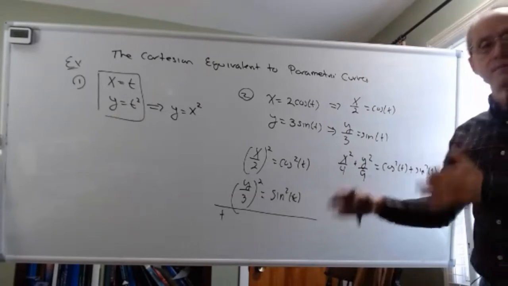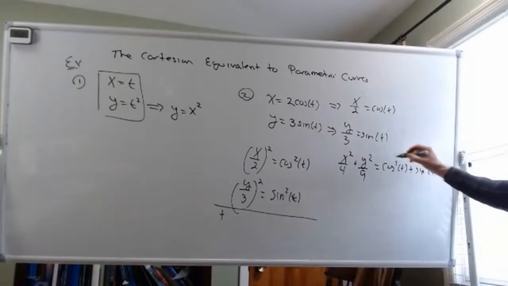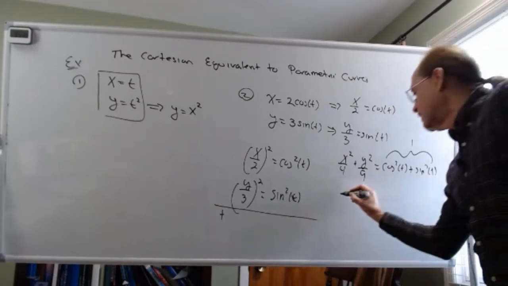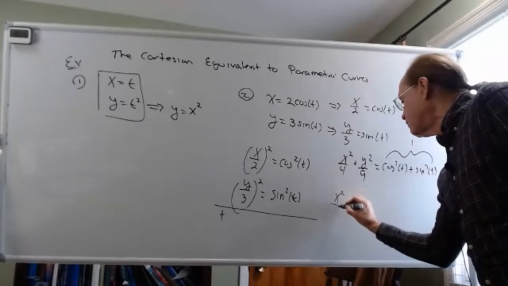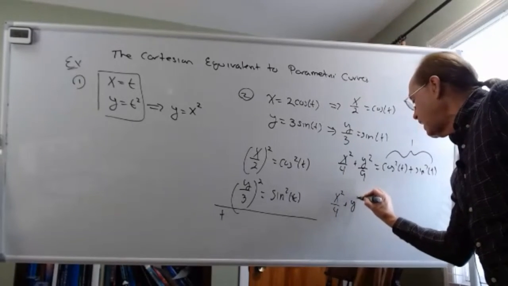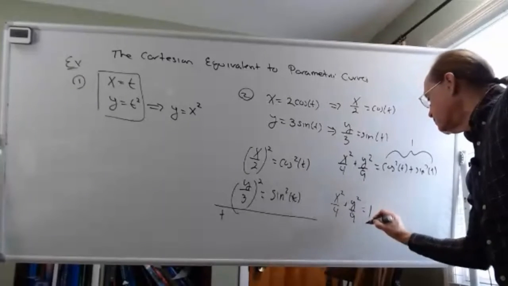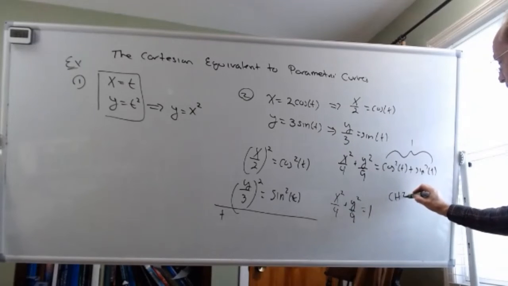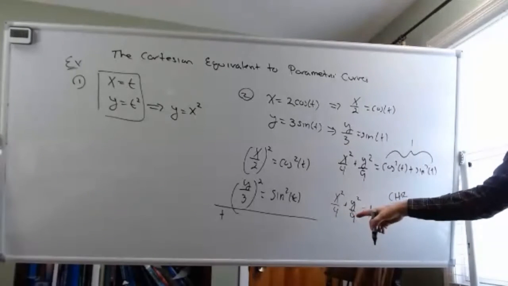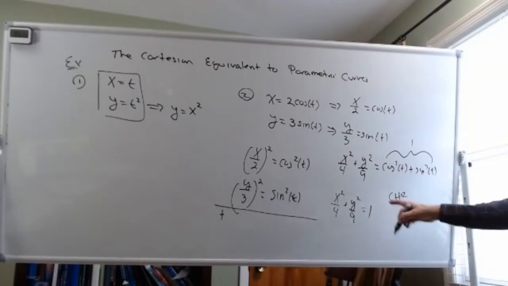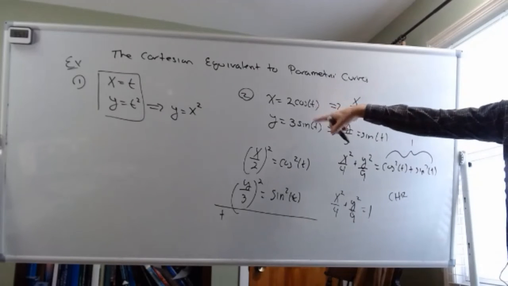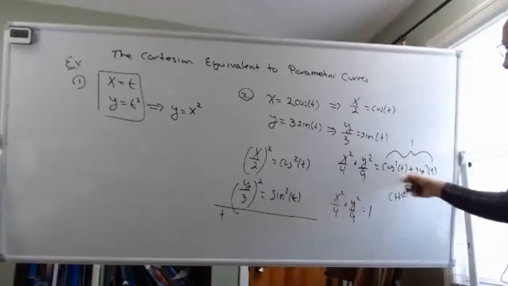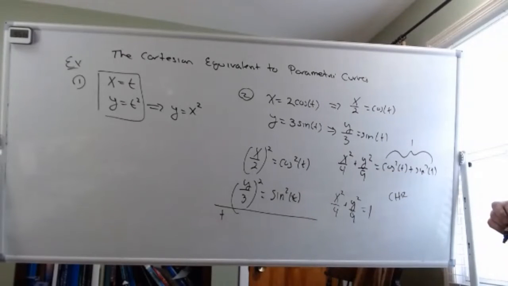Our objective is to eliminate t. But what is cosine squared t plus the sine squared t? 1. t vanishes. So I have x squared over 4 plus y squared over 9 is equal to 1. We're going to find in chapter 12, this is something called the equation for an ellipse. So that's what we'll see. But anytime you have cosines and sines, you'd like to try and use the Pythagorean identity to eliminate them.